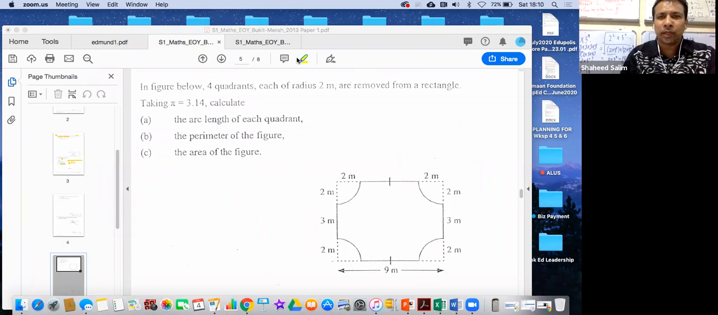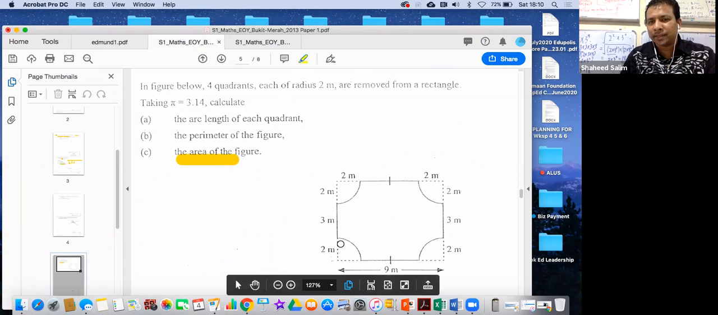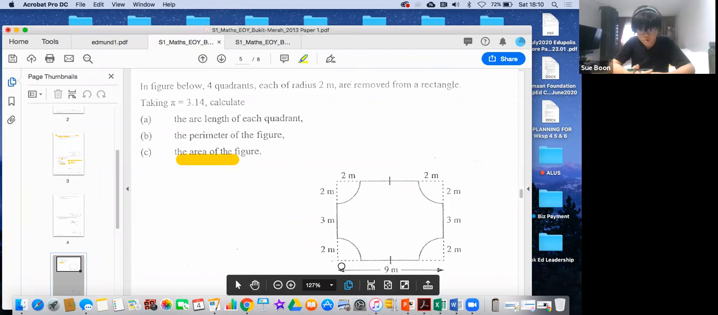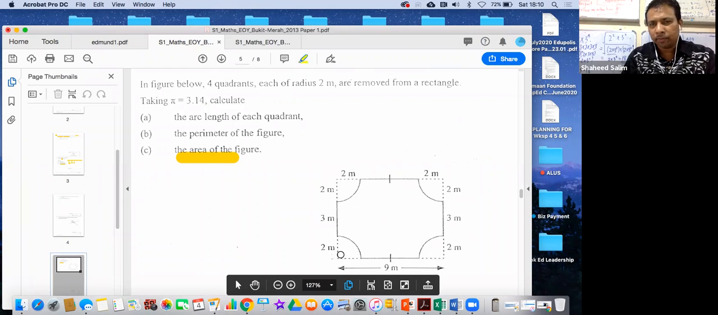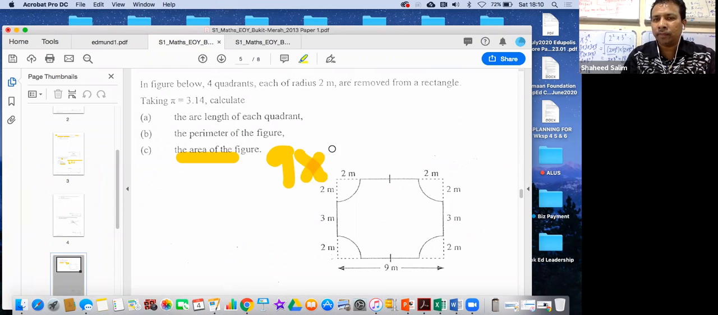Let us go through this together then. Okay, area of the figure. How you find area? Do you know how to find this? What is the length here? The length here, 9. This one on here? How many? 7. So 9 times 7, that's first step. 9 times 7 is 63. So you find the area of the rectangle. 9 times 7 is 63.